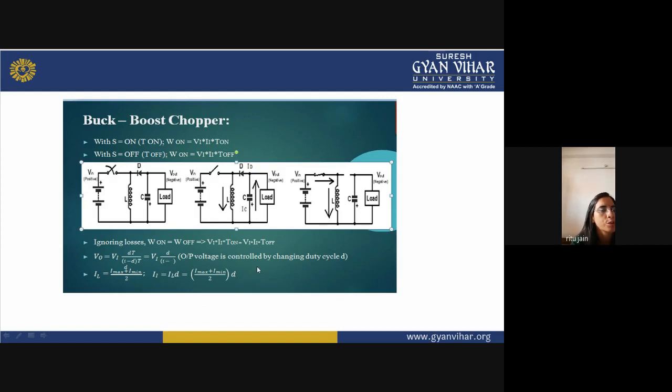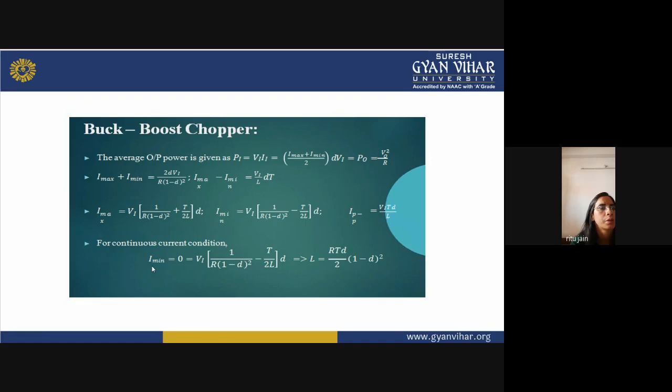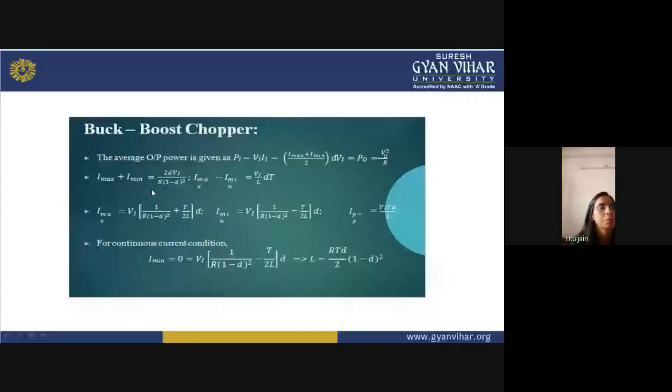Output voltage is controlled by changing the duty cycle d. So inductor current is equal to I max plus I minimum divided by 2, and I1 is equal to IL into d. So you can get this equation for the buck boost chopper. By further solving this equation, you can get the output power is equal to V naught square upon R.